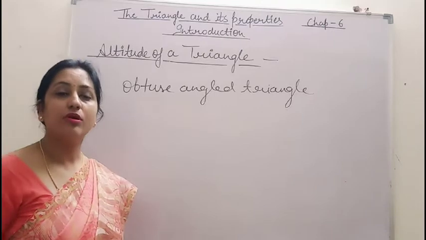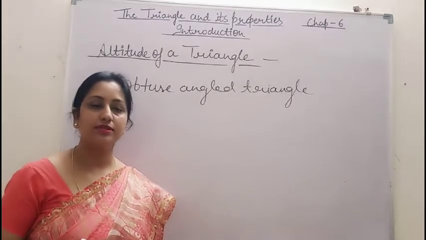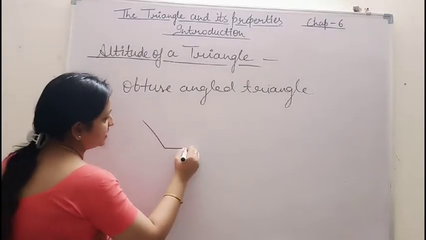Now we are talking about the altitude in an obtuse angle triangle. In an obtuse angle triangle, we know that one angle is more than 90 degrees. So we draw like this.